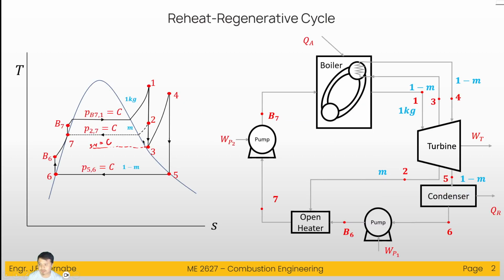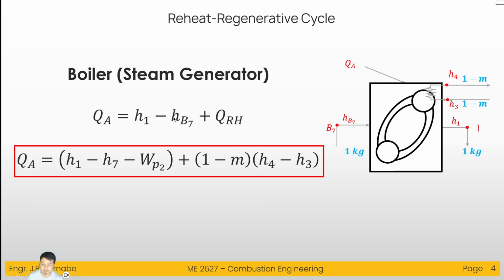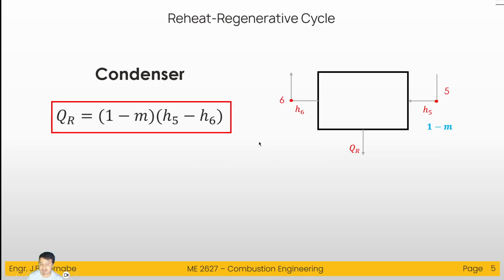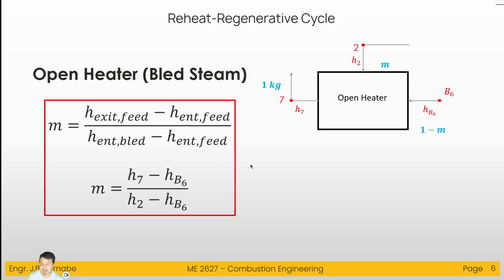So from 3 to 4, the mass flow rate in 3 to 4 is 1 minus m, no? So therefore, this will be 1 minus m, and then the difference in enthalpy is H4 minus H3. Okay, now, let's check also the condenser. So the condenser will have this heat balance, no? So what enters this condenser will have a mass fraction of 1 minus m, and then the difference in enthalpy.